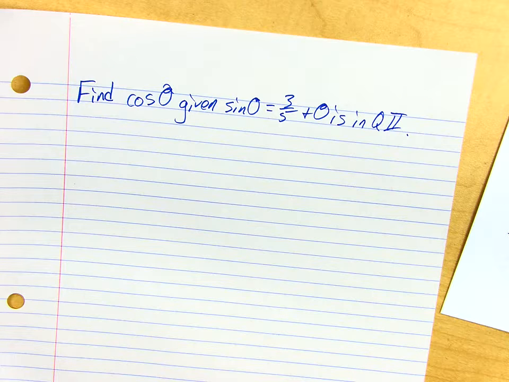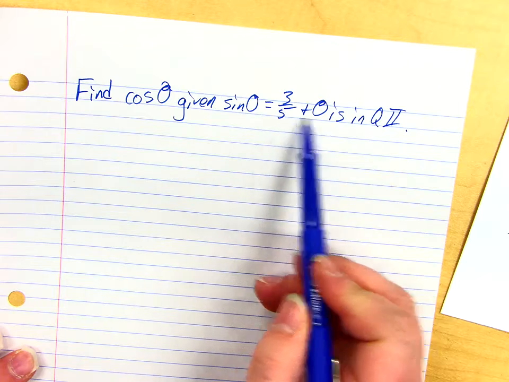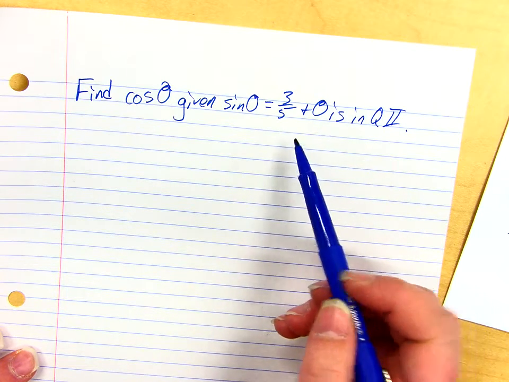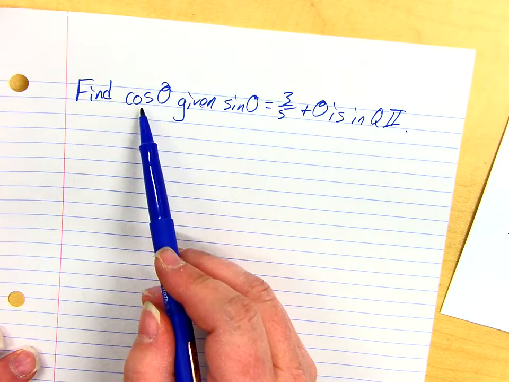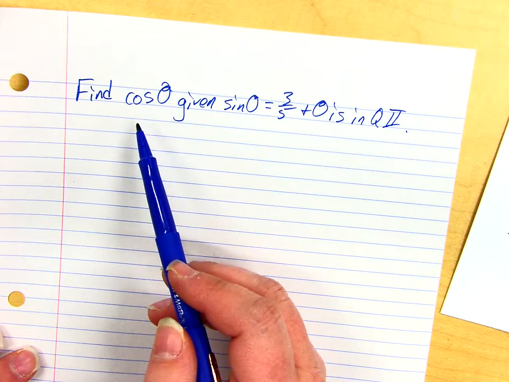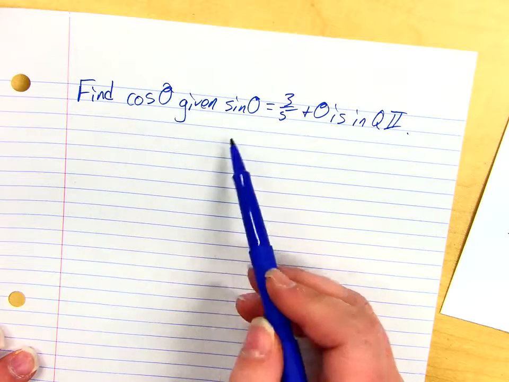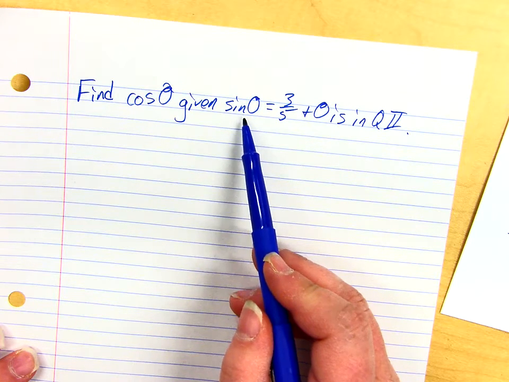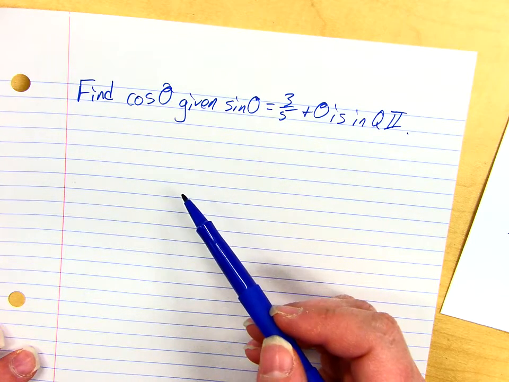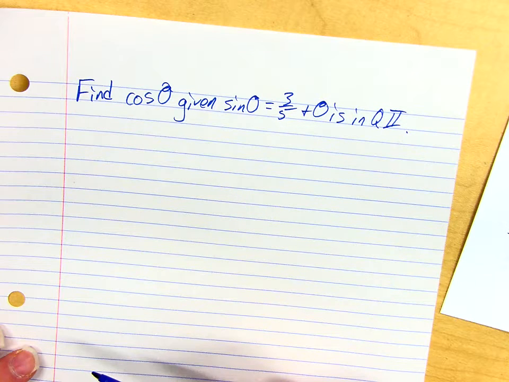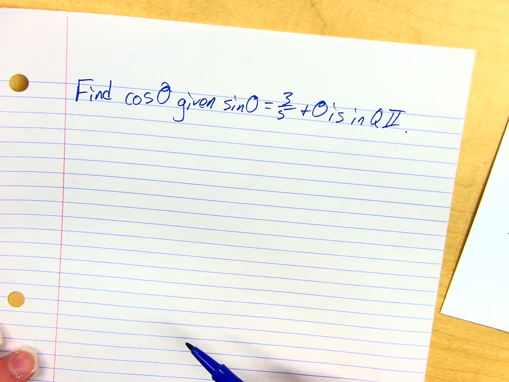Okay, so we're going to try this trig problem. Cosine, given that sine is this, theta is in the second quadrant. Now, if they had asked me for cosecant, I'd already know the answer. If I was trying to find cosecant and they gave me sine, how would I already have the answer? It would just be the reciprocal, right?